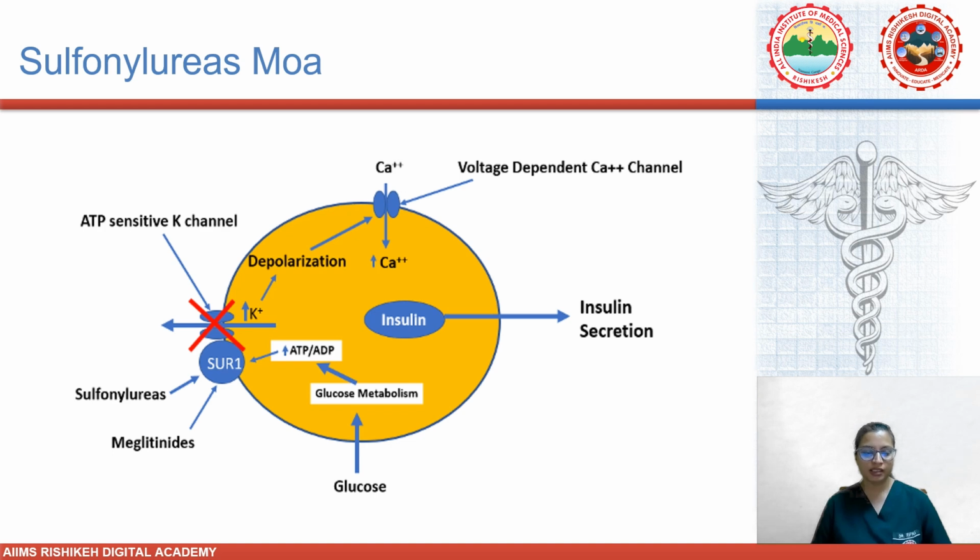In this image we can see that the potassium ATP channel has binding sites for sulfonylureas and meglitinides. One thing to note is that sulfonylureas and meglitinides have different receptors for binding to ATP sensitive potassium channels. Binding to these channels leads to depolarization of the membrane due to closure of this channel, which leads to calcium influx, which further enhances the insulin secretion.